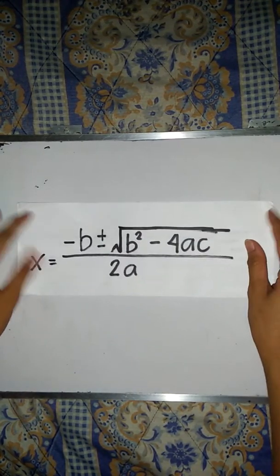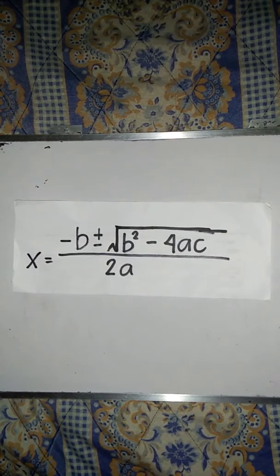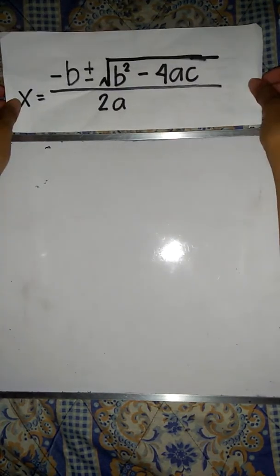So, in solving a quadratic equation, we have the quadratic formula given as x is equal to negative b plus or minus square root of b squared minus 4ac all over 2a. So, to find the value of x, we're going to substitute the values of a, b, and c in our formula.